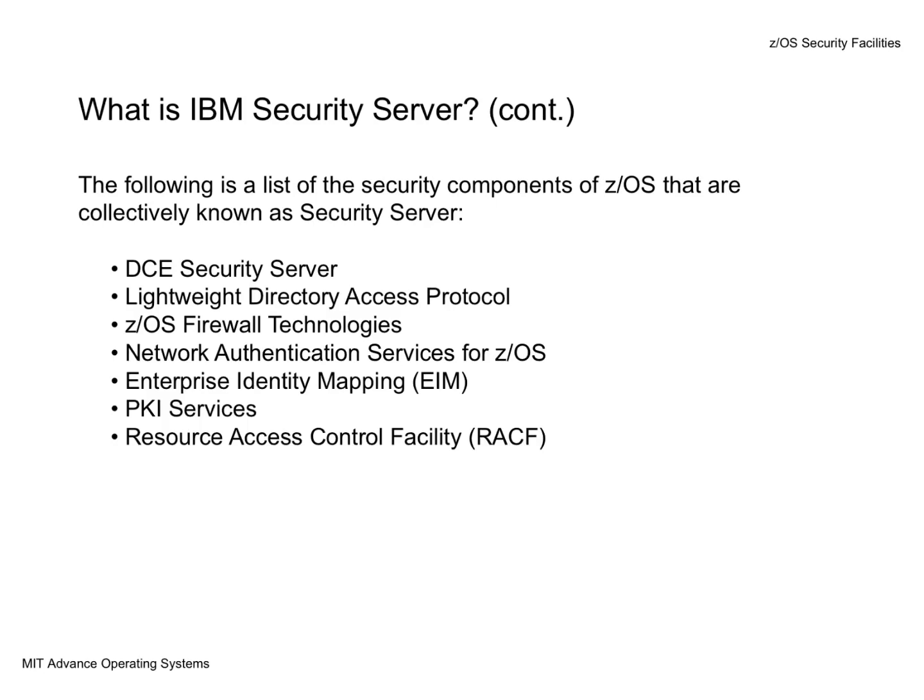So, continuation. The following is a list of security components of z/OS that are collectively known as Security Server, which are DCE Security Server, Lightweight Directory Access Protocol, z/OS Firewall Technologies, Network Authentication Services for z/OS, Enterprise Identity Mapping, PKI Services, and Resource Access Control Facility, or RACF. We'll discuss those one by one in the succeeding slides.